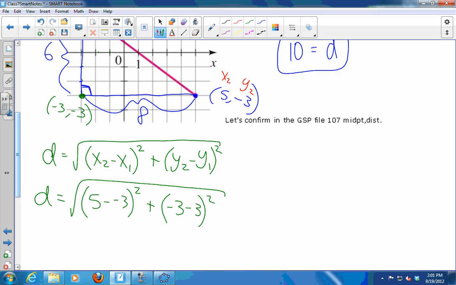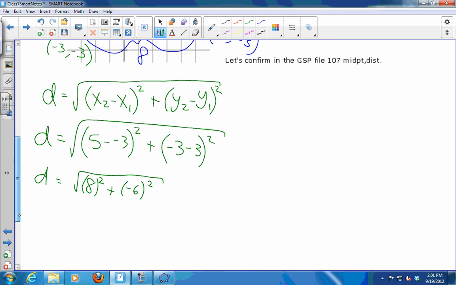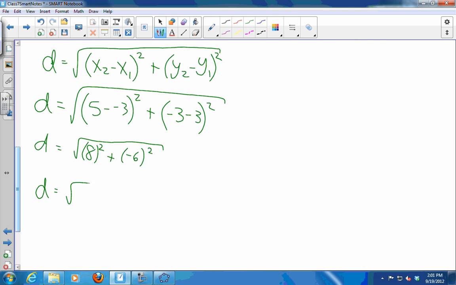Now, what is 5 minus -3? 8. And -3 minus 3 is -6. So this ends up being the square root of 64 plus 36, which is 100. Right? So we're working with the same numbers that we did in the Pythagorean theorem. We end up taking the square root of 64 plus 36, which is exactly what we did when we solved it the other way.